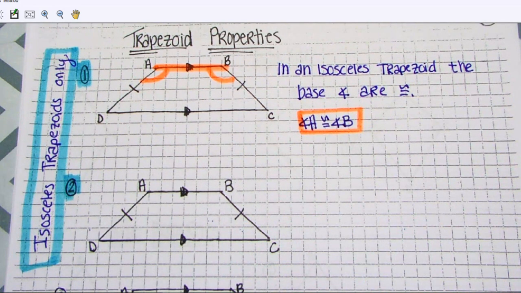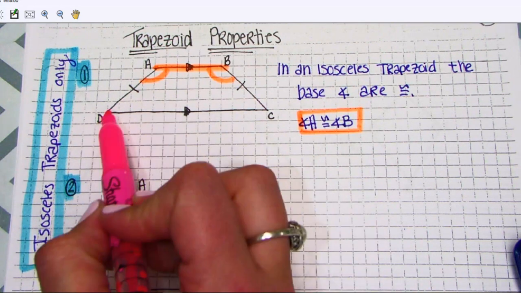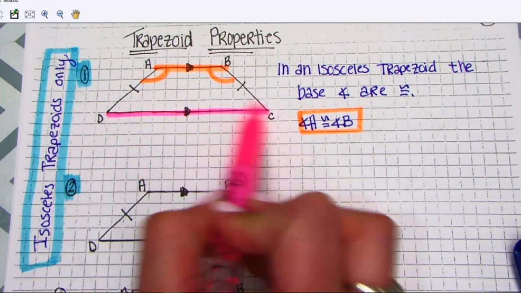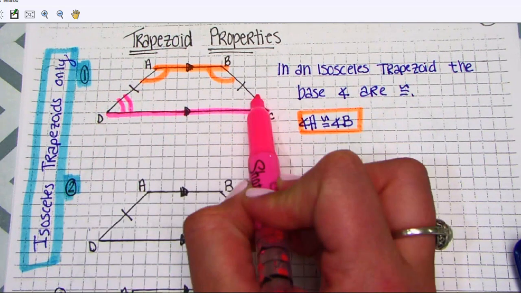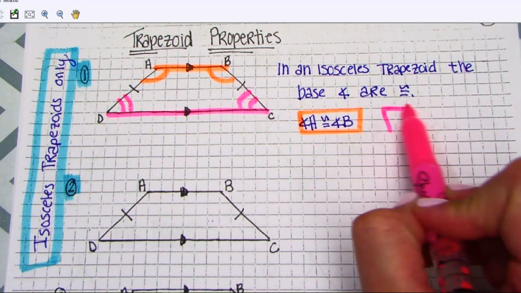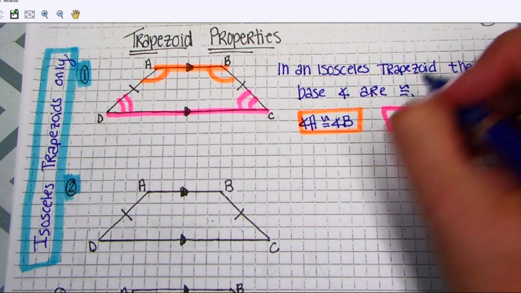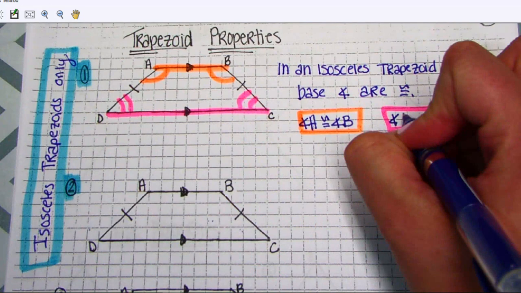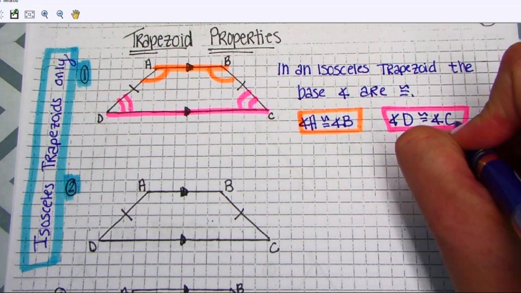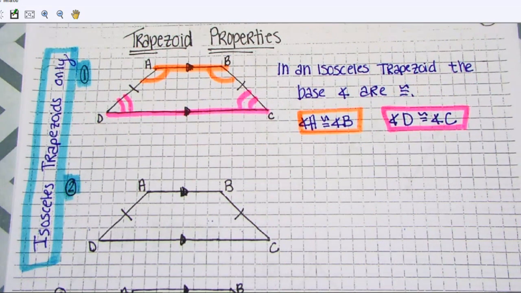So you find the bases by finding the parallel sides. The angles that sit on the base are called the base angles. And then you have another set of base angles, which is for the bottom base. So these two, that would mean that D and C are equal. So angle D and angle C are the same. So to find the base angles, you find the base, and the base angles sit on the base.